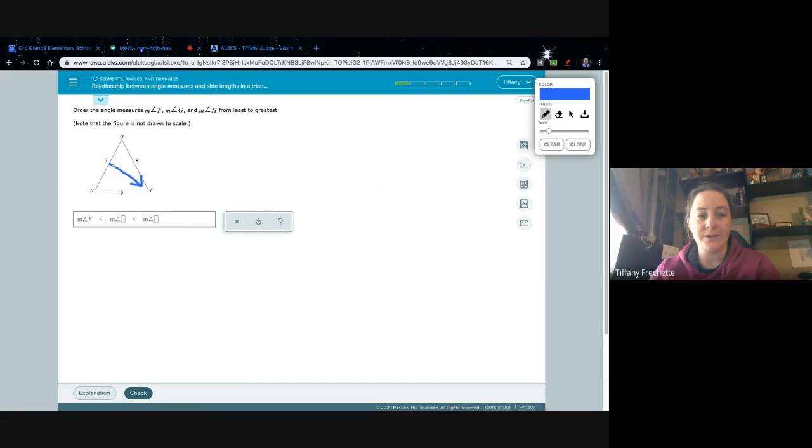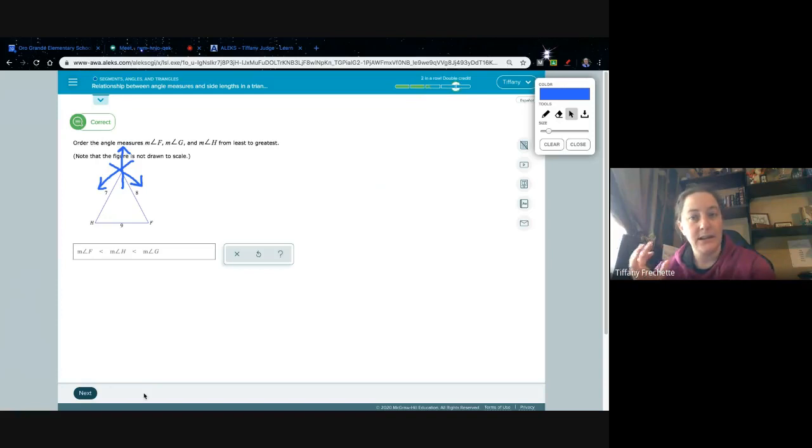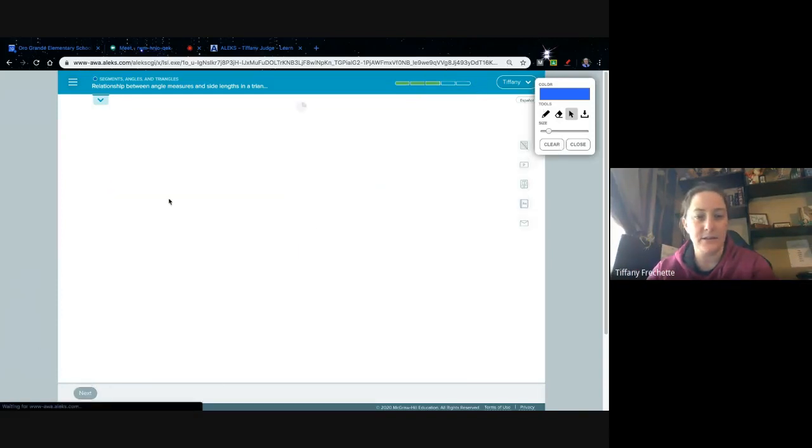And the next one, so 7 was the smallest. The next one would be 8. So I'm going to go across here to H. And I'm going to type in H. All right. And my last one there, 9 is definitely the biggest side. So it's across from my biggest angle. So I'm going to type in G. Click check. Yay, we got another one. All right, clear and next.